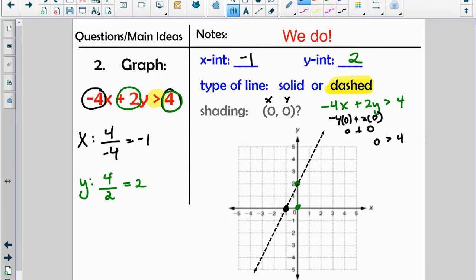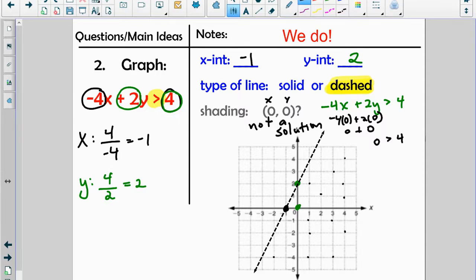I hope you recognize that that is false. Saying that 0 is bigger than 4 doesn't make any sense. Because that inequality is false, what that tells me is that (0, 0) is not a solution, which means all of these other ordered pairs on the same side of the boundary line, the lower right-hand side, are also not solutions.